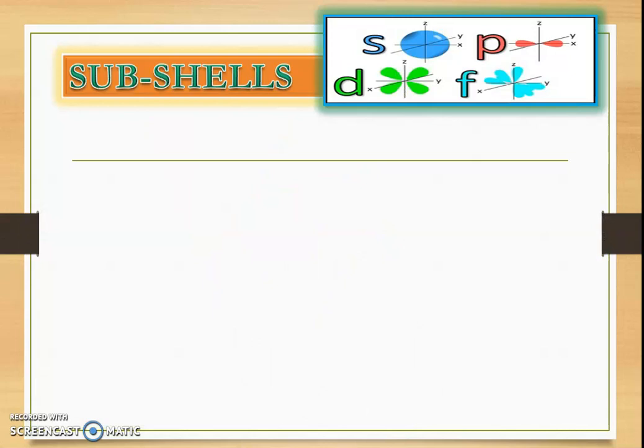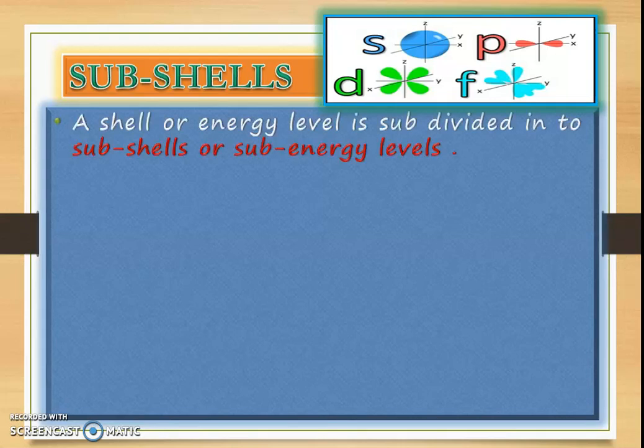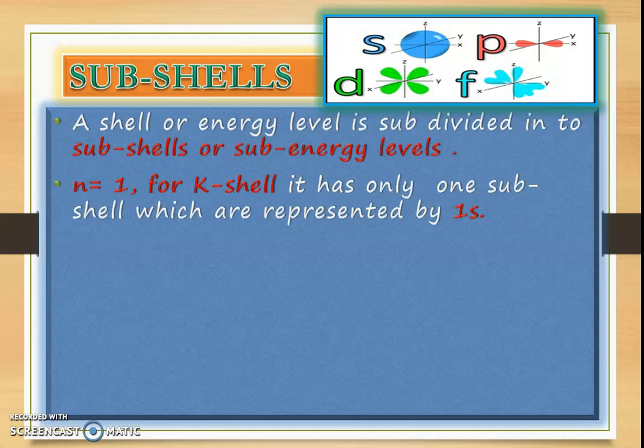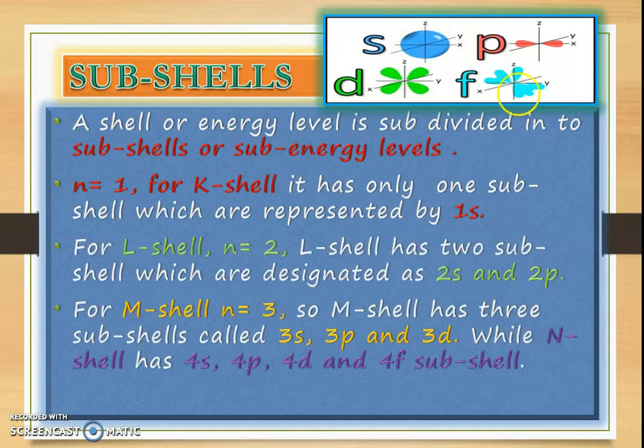Next is subshells. What is a subshell? The subshells can be defined as: a shell or energy level is subdivided into subshells or sub-energy levels. Subshells are S, P, D and F, where S is for sharp, P is for principal, D is for diffused and F is for fundamental. So we can say that the shells K, L, M and N are further divided into subshells, and the subshells are represented by S, P, D and F respectively.